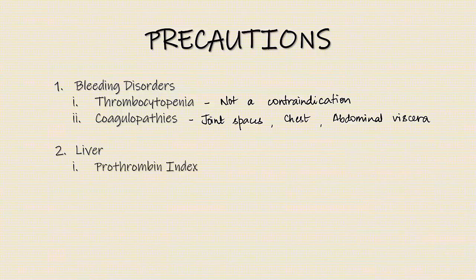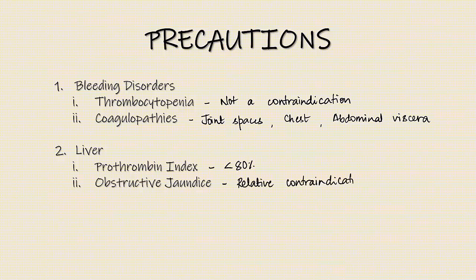Liver. Estimation of prothrombin time is an essential prerequisite for aspiration of the liver. FNAC is not advisable if prothrombin index is less than 80%. Obstructive jaundice is a relative contraindication for FNAC on account of the risk of bile peritonitis.